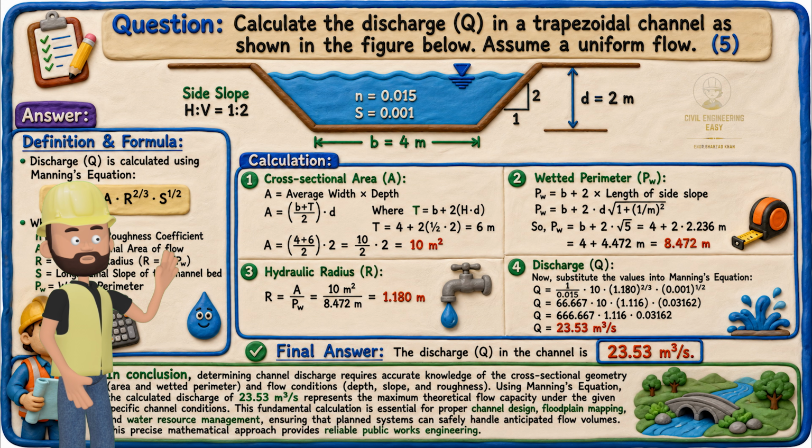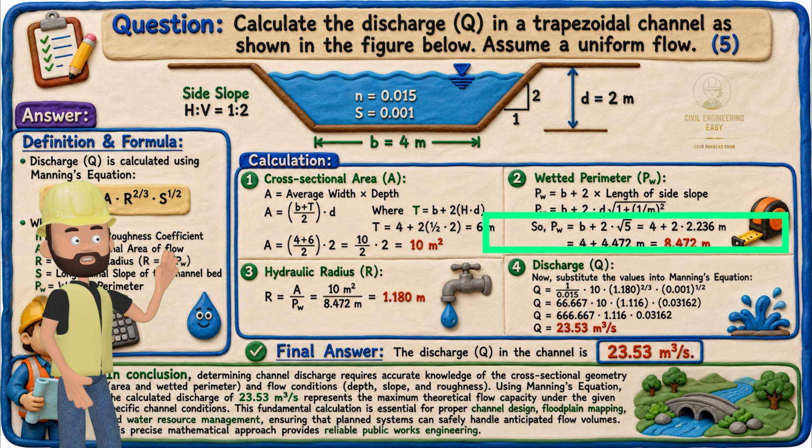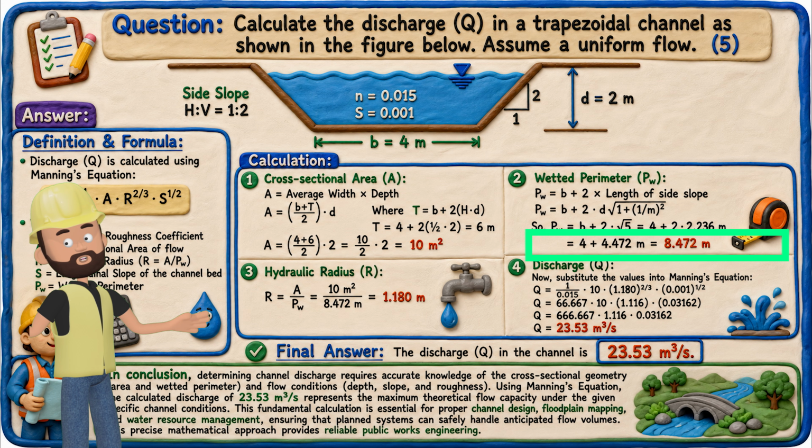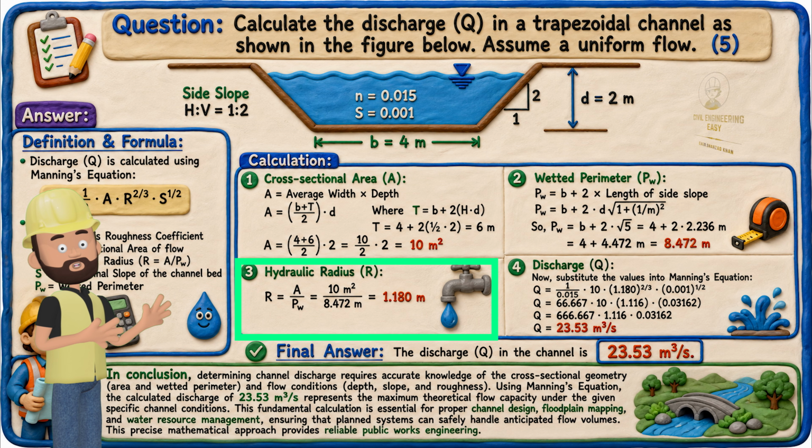Substituting our values, PW equals 4 plus 2 times the square root of 5, which is 4 plus 2 times 2.236, giving us 4 plus 4.472, equal to 8.472 meters. Step 3. Hydraulic radius. Now we find the hydraulic radius R. Using R equals A divided by PW, R equals 10 divided by 8.472, which gives us 1.180 meters.